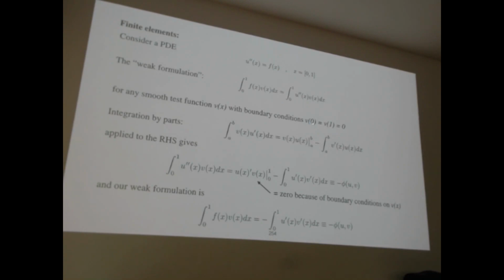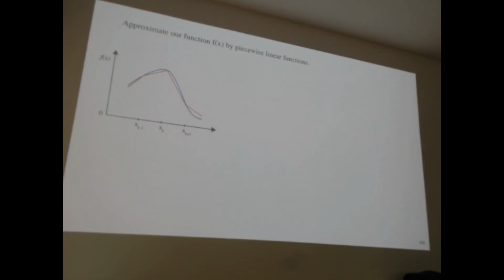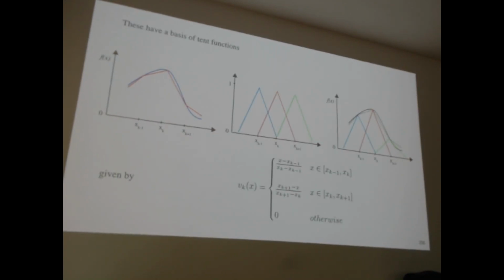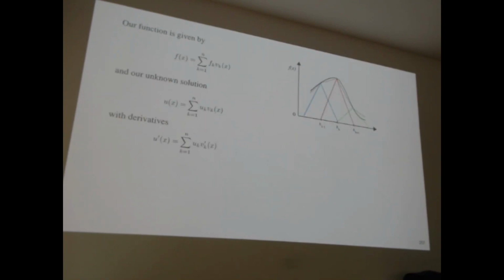And these test functions are designed so that they're 0 at 0 and 1. So when you integrate by parts, this term goes away, and then this weak formulation becomes this equation here. And then you divide your function up into linear piecewise functions, these are your finite elements, and then these are your test functions which go to 0. And so what you do is you basically represent your function by these basis function pyramids in this formula here.